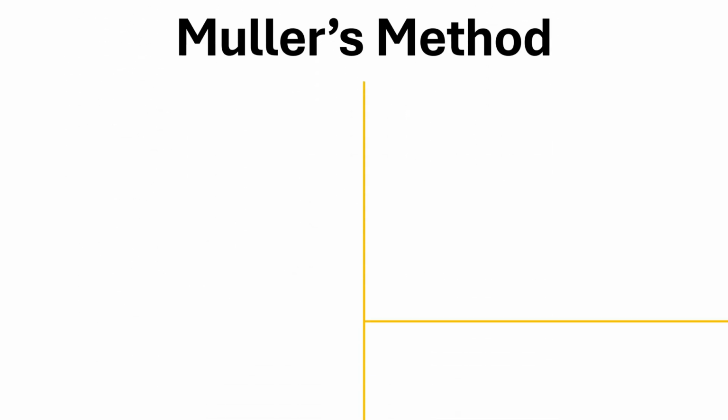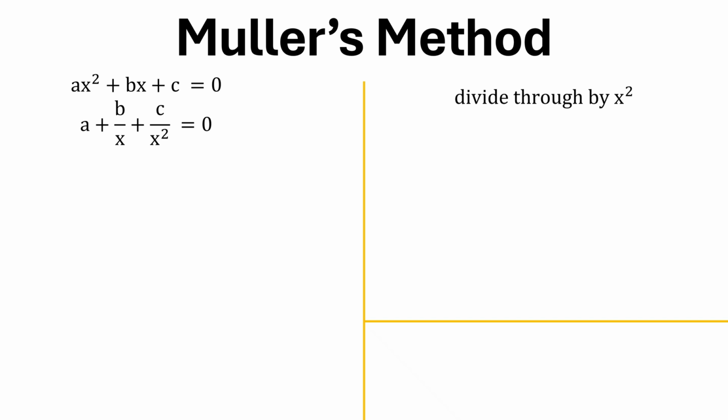Let us look at one way of deriving this formula. Let's consider a quadratic in the standard form ax squared plus bx plus c equals 0. The first thing is to divide through by x squared. That is a plus b over x plus c over x squared is equal to 0. That is a plus b times 1 over x plus c times 1 over x squared is equal to 0.